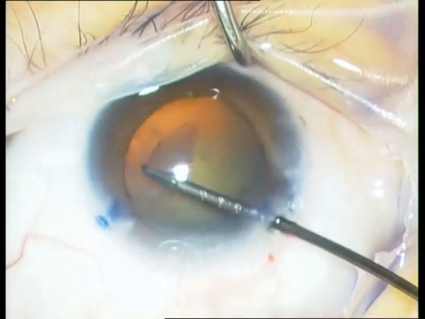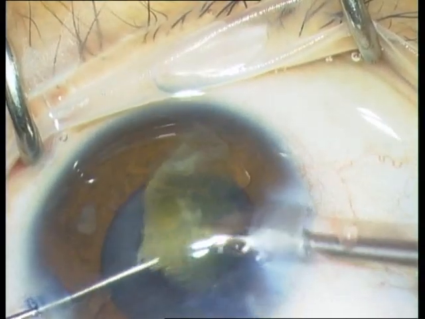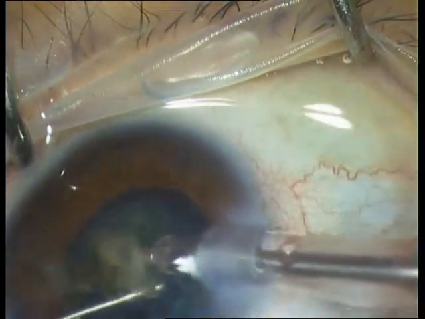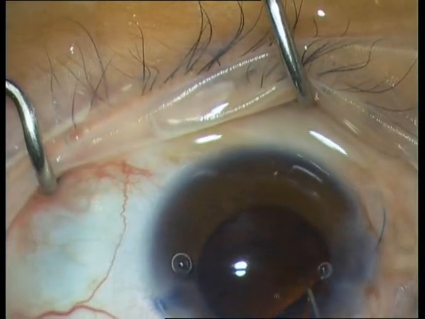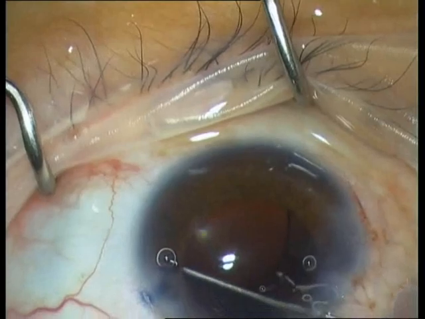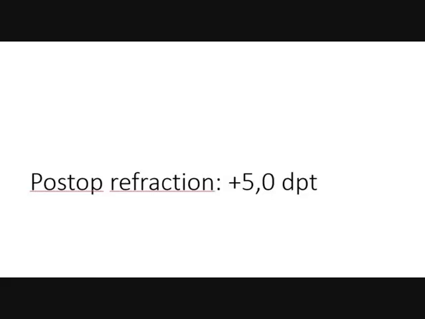The next step is, of course, phaco emulsification. This eye is 16 millimeter long, so it's a very short eye. IOL. The burst of refraction was 5 diopters.